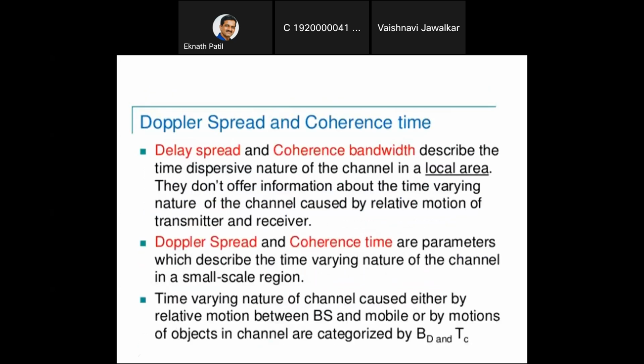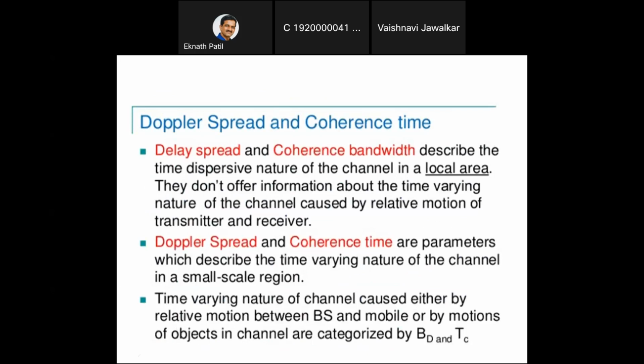Doppler spread and coherent time, delay spread and coherent bandwidth describe the time dispersive nature of the channel in a local area. They don't offer information about the time varying nature of the channel caused by the relative motion of the transmitter and the receiver.